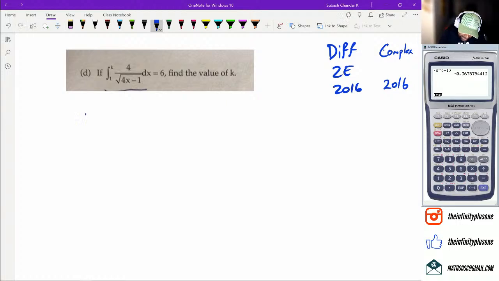So what we're going to do is we've got the integral from k to 1 of 4x minus 1 to the power of negative half dx equals 6.